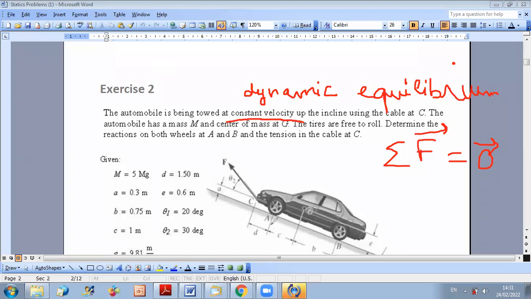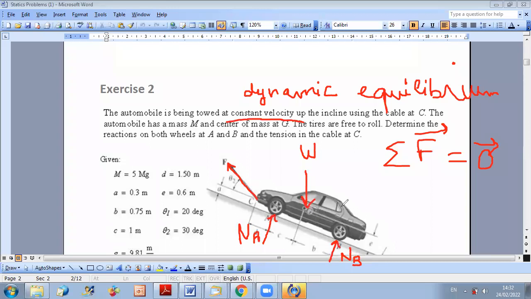So now the first step in any problem like this is to draw the free body diagram showing all forces acting on your car. So to start with, you have a cable that is trying to pull the car upward. You have the contact at A and B. You have a normal reaction at A. You have a normal reaction at B. And you have the weight passing by G.